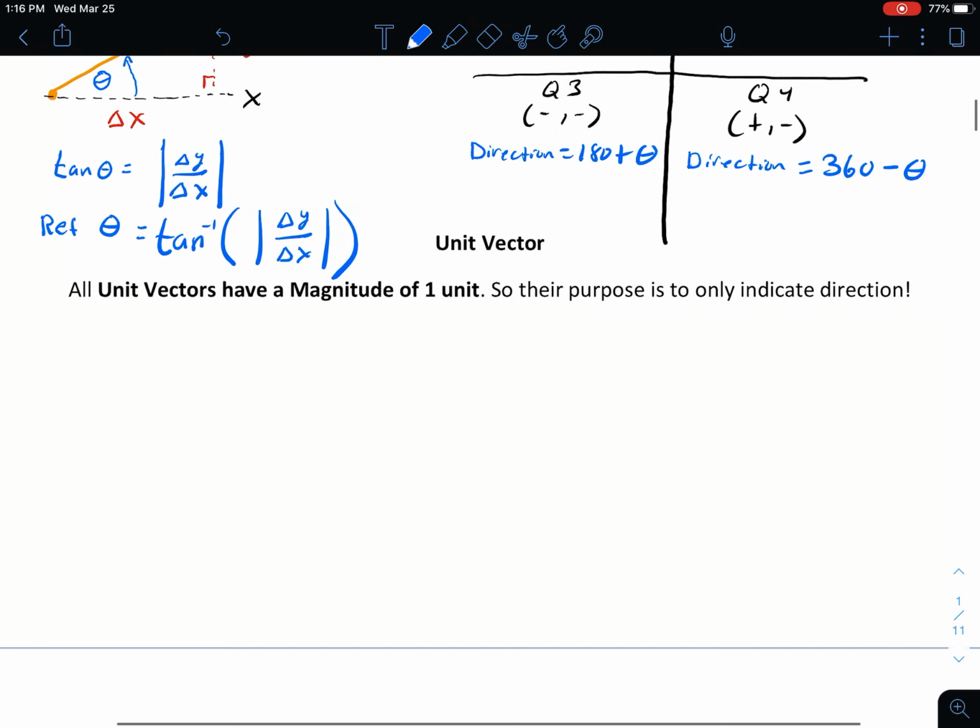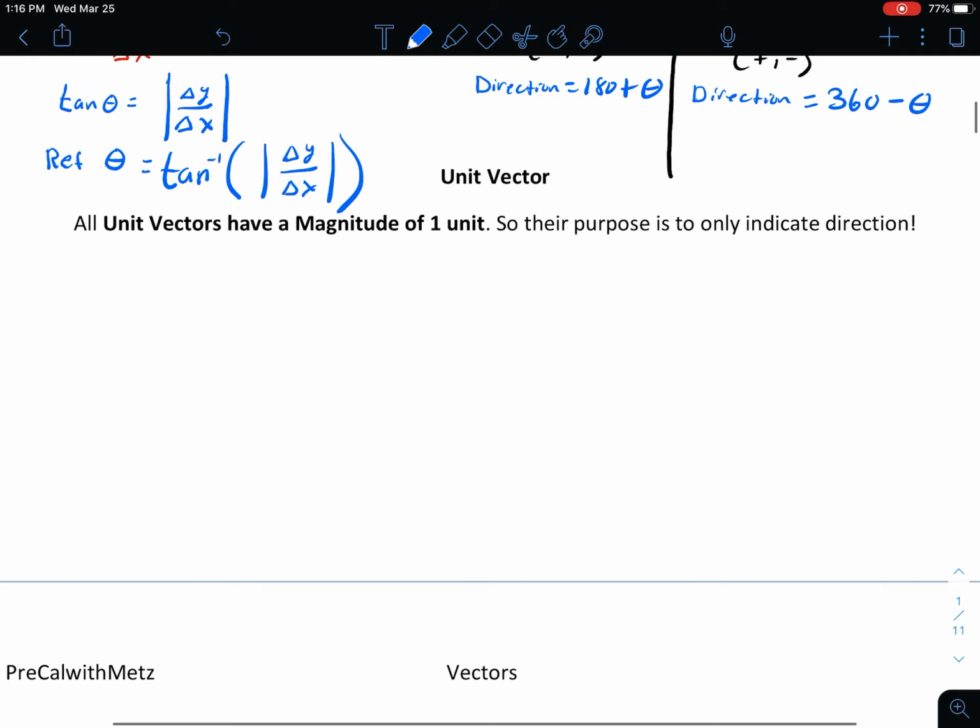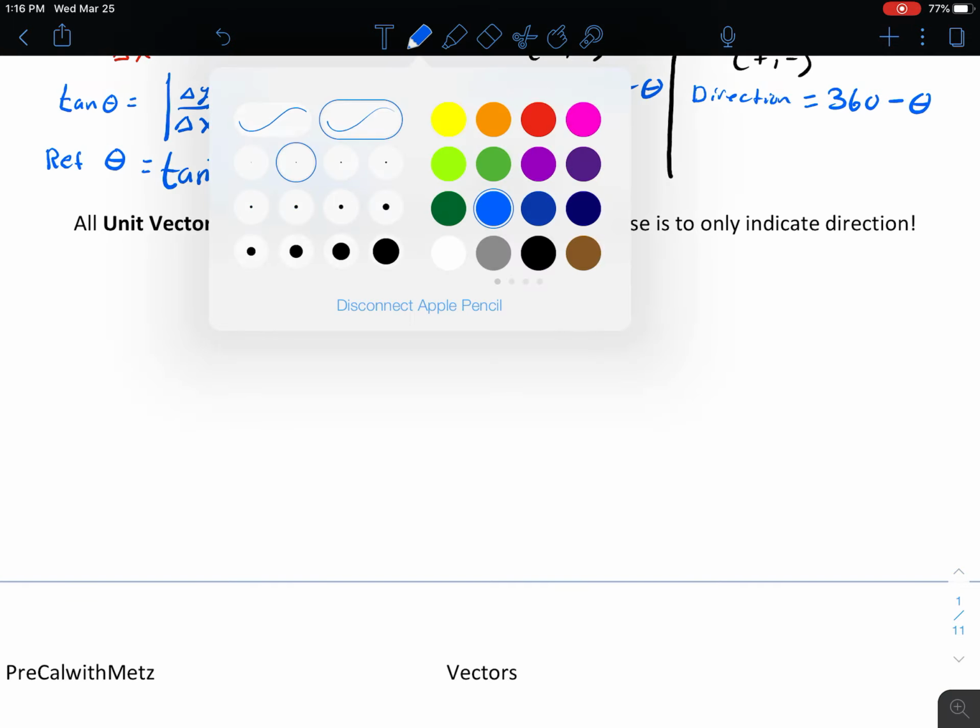And one last part, it talks about a unit vector. Now, a unit vector has a magnitude of 1. In fact, every single one of them does. A vector has two components, per se. It has both magnitude and direction. So if all unit vectors have the exact same magnitude of 1 unit, their sole purpose is to just tell me the direction in which a vector points, so what its direction angle is.